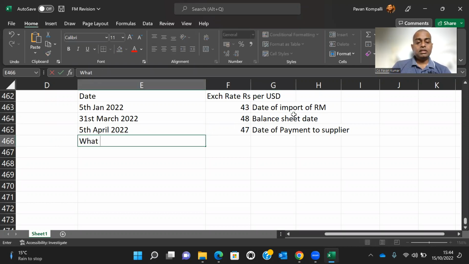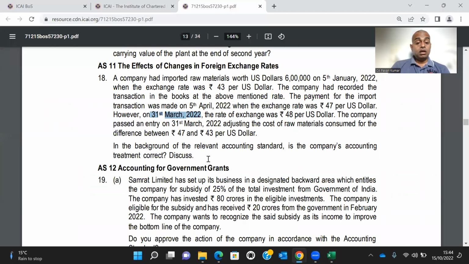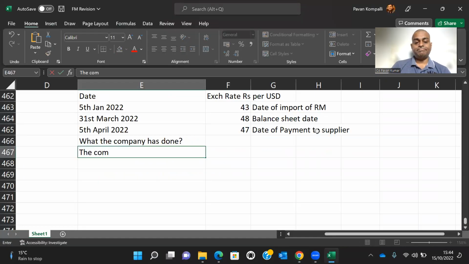Now, what the company has done? What the company has done? Here they said the company passed an entry adjusting cost of raw materials.